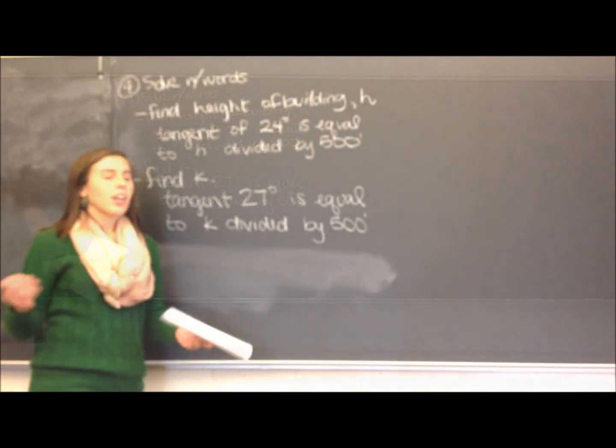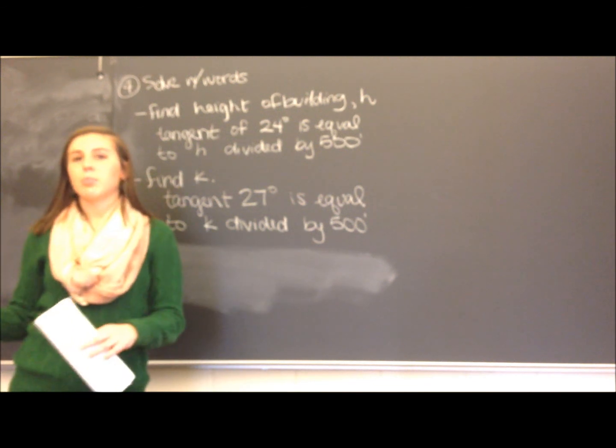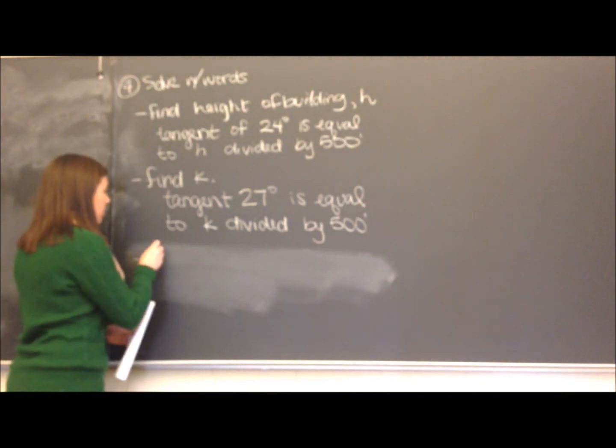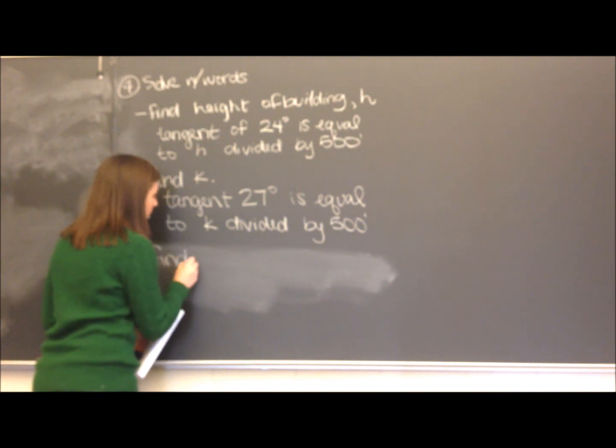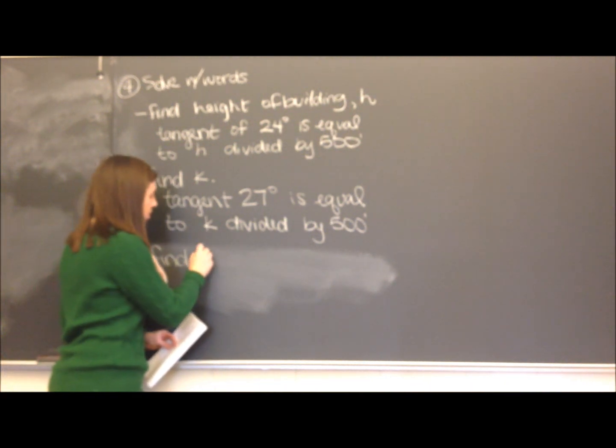Okay, so we found h and we found k, so now we need to find the height of the flagpole, right? We already found the height of the building. So how should we, using what we know, find the height of the flagpole?